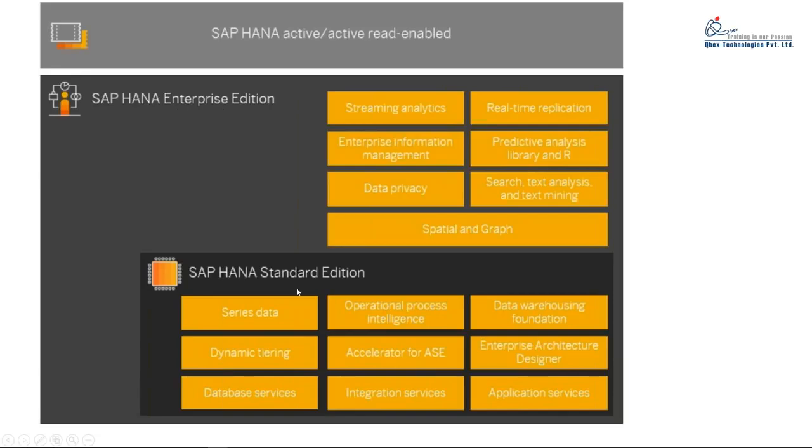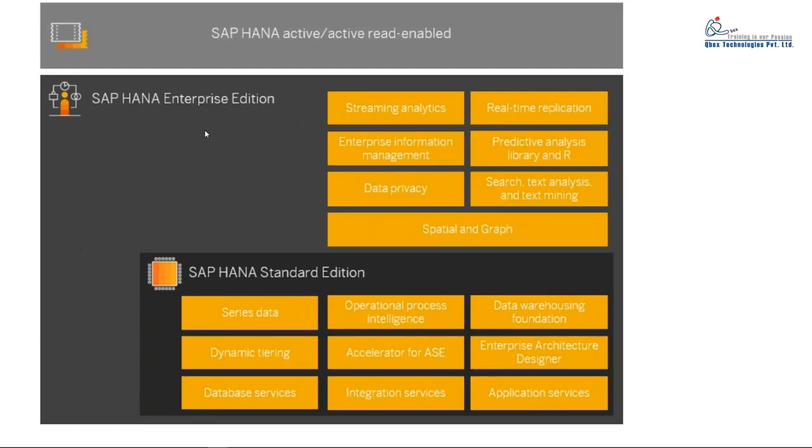When it comes to enterprise edition, you'll have all the features of standard edition, plus support for spatial and graph data, geospatial and graph data. You'll have data privacy, search and text analytics and text mining, and the predictive analytics library with R integration. You'll also have EIM, enterprise information management, streaming analytics, and real-time replication. So this is what enterprise edition is.